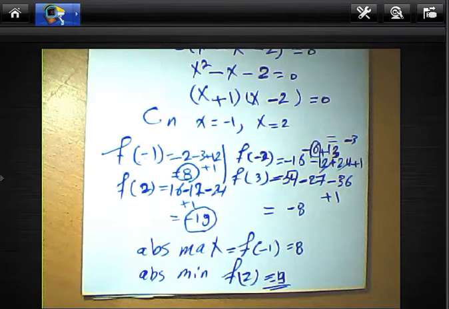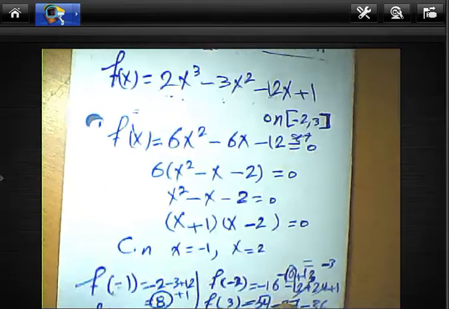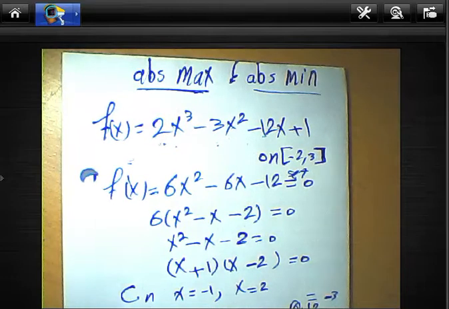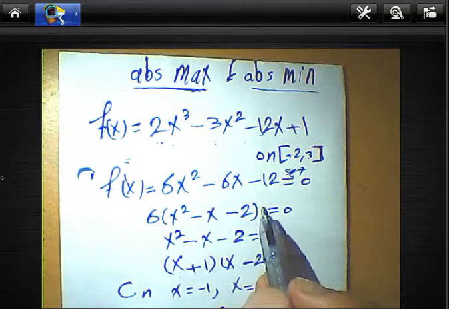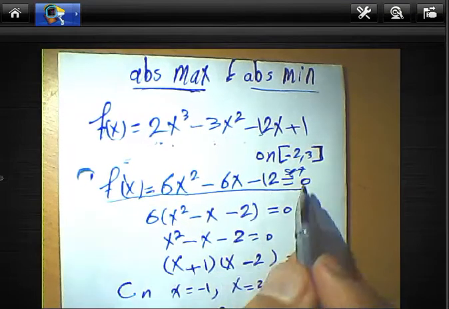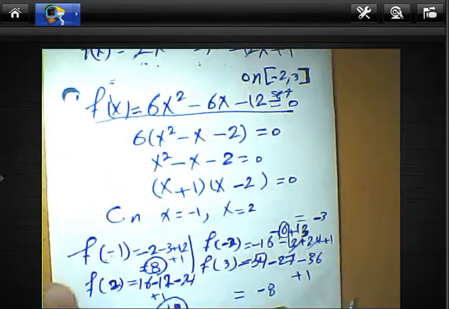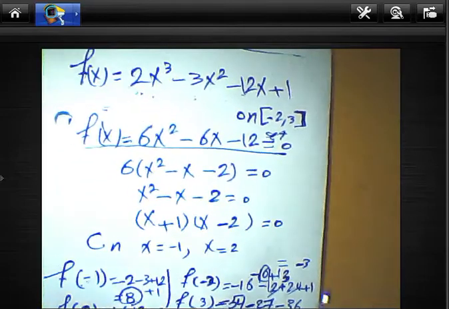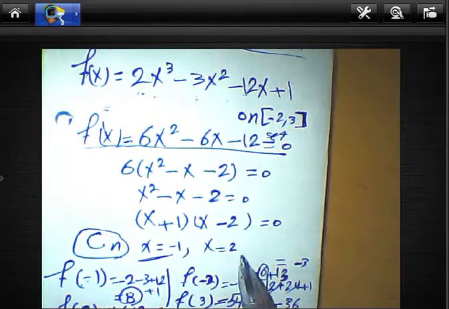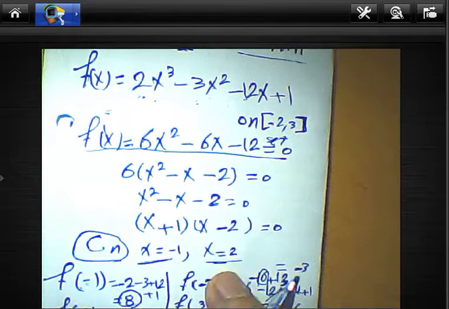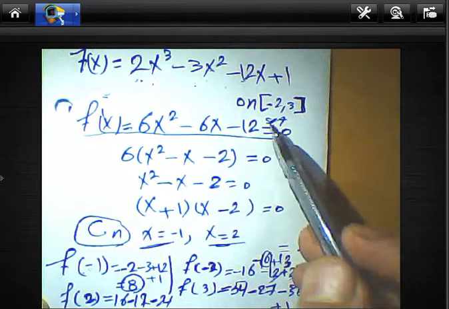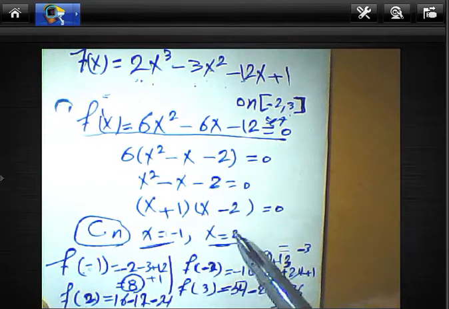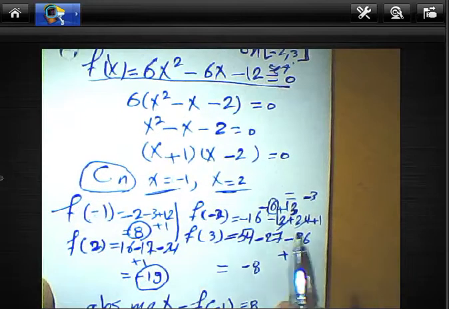Okay, so to find the absolute max and absolute minimum, we find f dash of this function and set f dash equal 0, and then factorize the expression to find the critical numbers, negative 1 and 2. Negative 1 and 2 belong to the interval here, negative 2 and 3. Then you can find f of negative 2, f of 3, f of negative 1, f of 2. The result will be here.